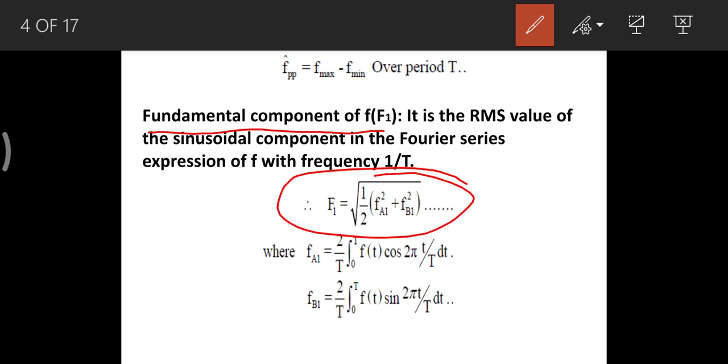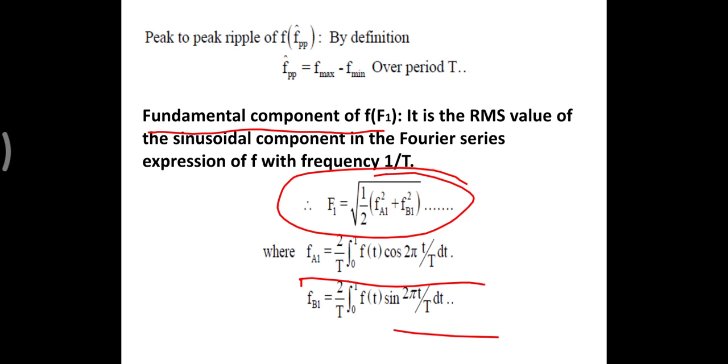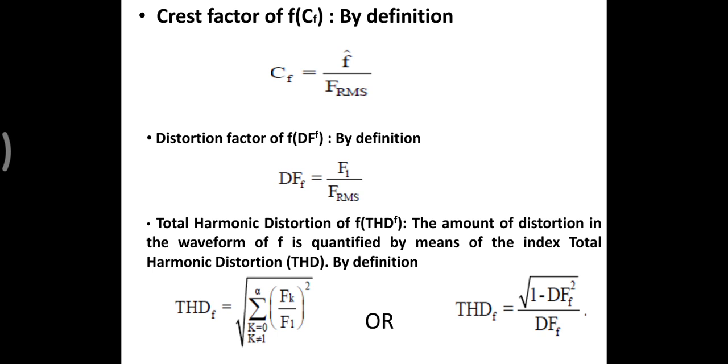F1 equals square root of 1 by 2 times (FA1 square plus FB1 square). Here FA1 is 2 by T integral 0 to T f of t into cos 2 pi t by T dt. Okay, here the capital T indicates the period, and 1 by T indicates the frequency. Similarly, FB1 has the formula 2 by T integral 0 to T f of t sin 2 pi t by T into dt. This is about the fundamental component.